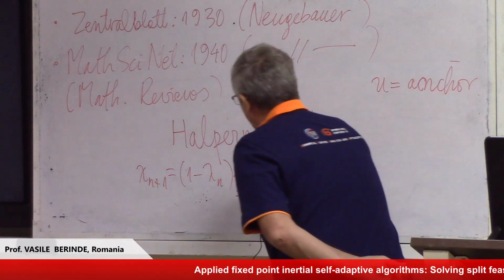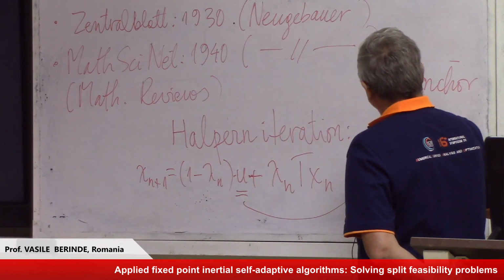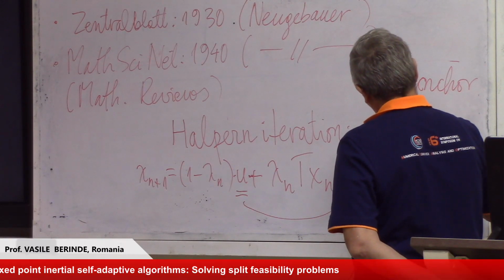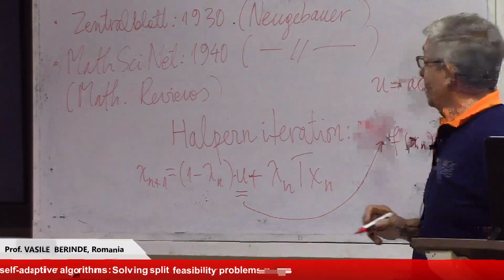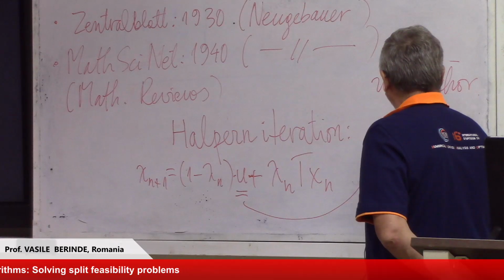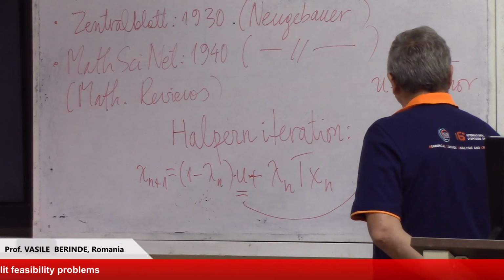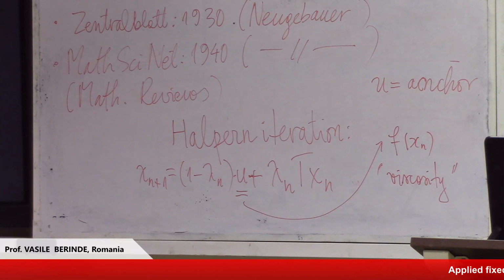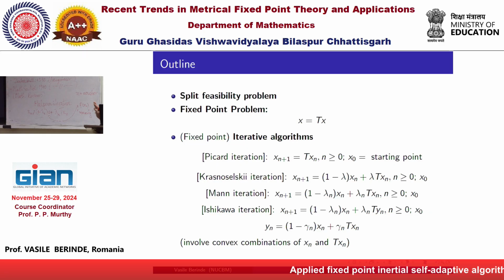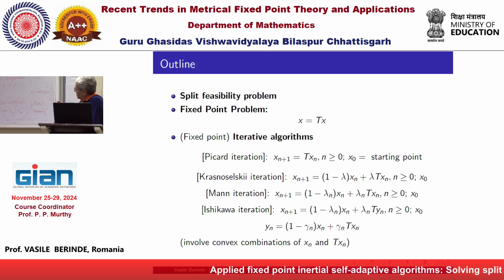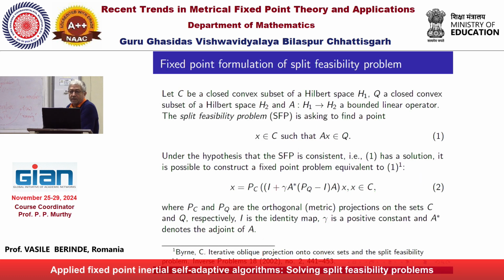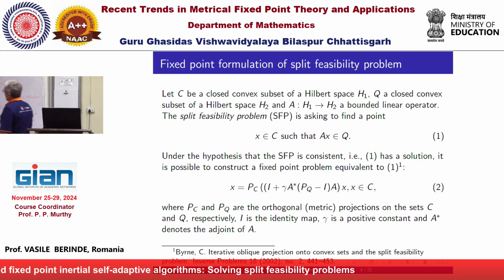This was improved by replacing this anchor by a contraction map, a very nice idea, called the viscosity type, by a French mathematician, but that is not the scope of this presentation. Because a split feasibility problem can be converted naturally into a fixed point problem, we can apply these algorithms, and this is the way we are doing it.